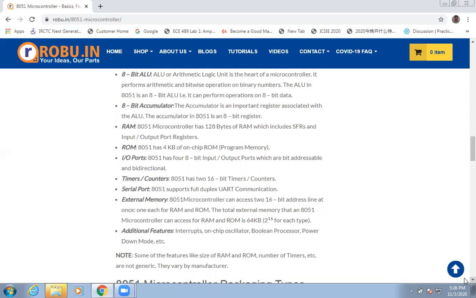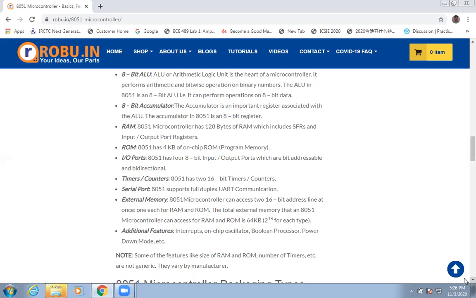Timers/counters. The 8051 has two 16-bit timers/counters. Serial port. The 8051 supports full duplex universal asynchronous receiver transmitter communication. UART means universal asynchronous receiver transmitter communication.